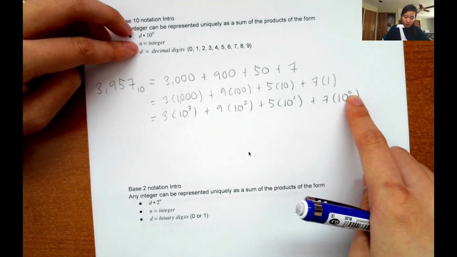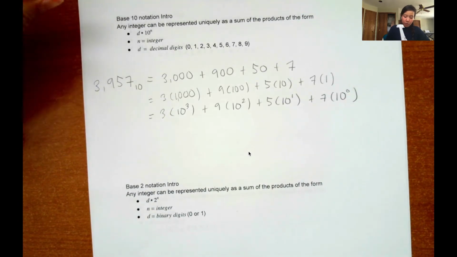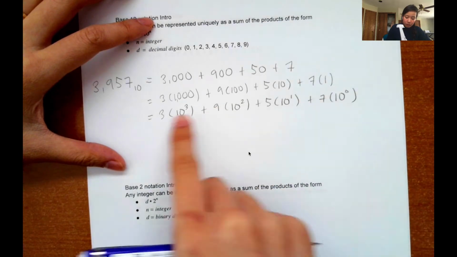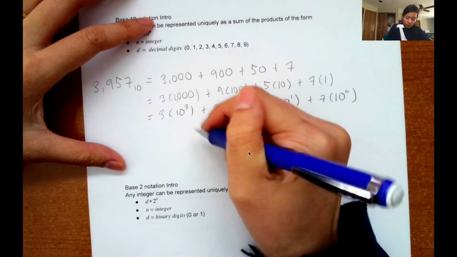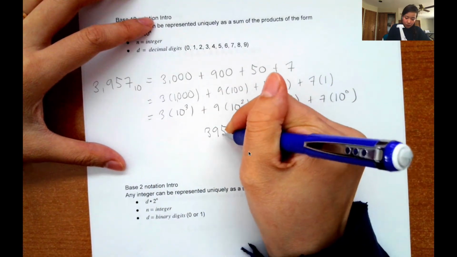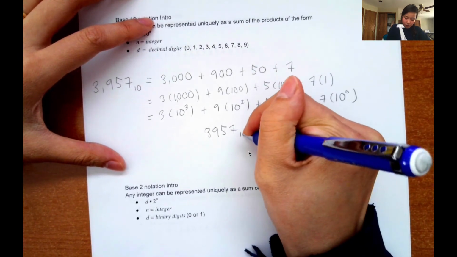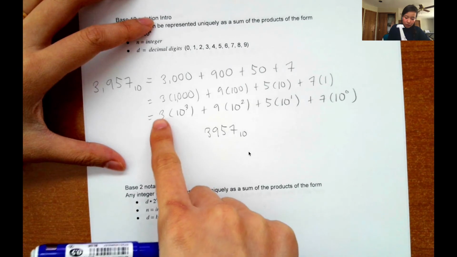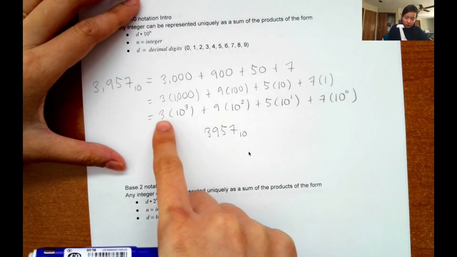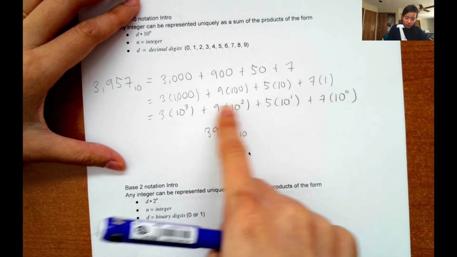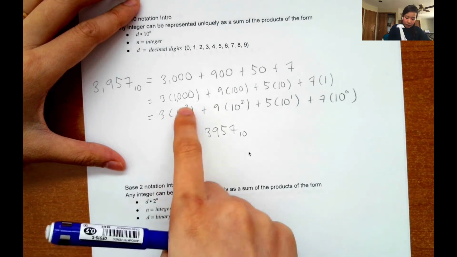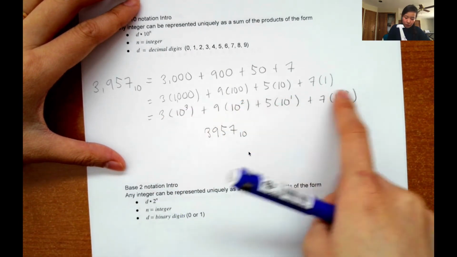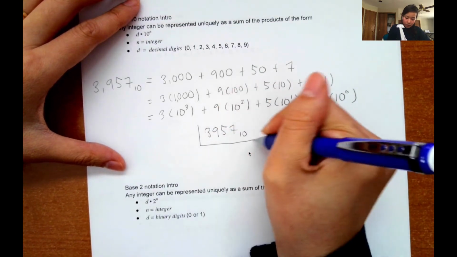And n equals 0. In order to form the base 10 number, we take all of the d's. So 3, 9, 5, and 7. We write that down. And because 3, 9, 5, 7 can be written in this form with d being decimal digits and n being integers with 10 to the nth power, we know that this number right here is in base 10.